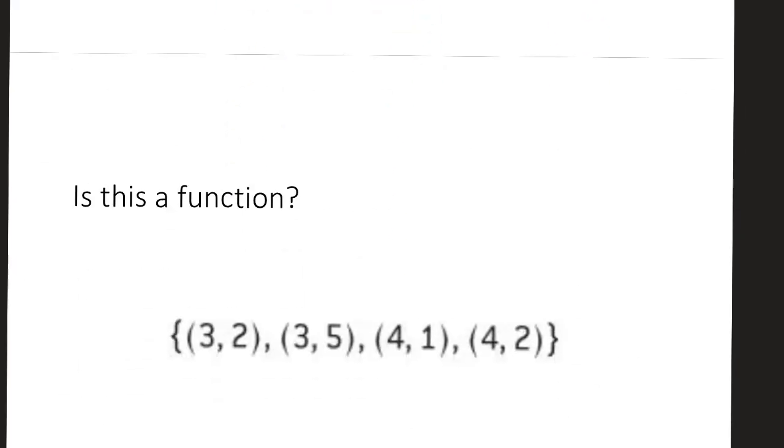Trying another one. This is just set notation. The domain is going to be these x's, and the range is going to be these y's. For this to be a function, each element of the domain can only be paired with one element of the range. The fact that you are seeing 3 paired with a couple different y values means that it's not a function. Or you can use the 4s if you want. The 4s are also paired with different things, so this is not a function.